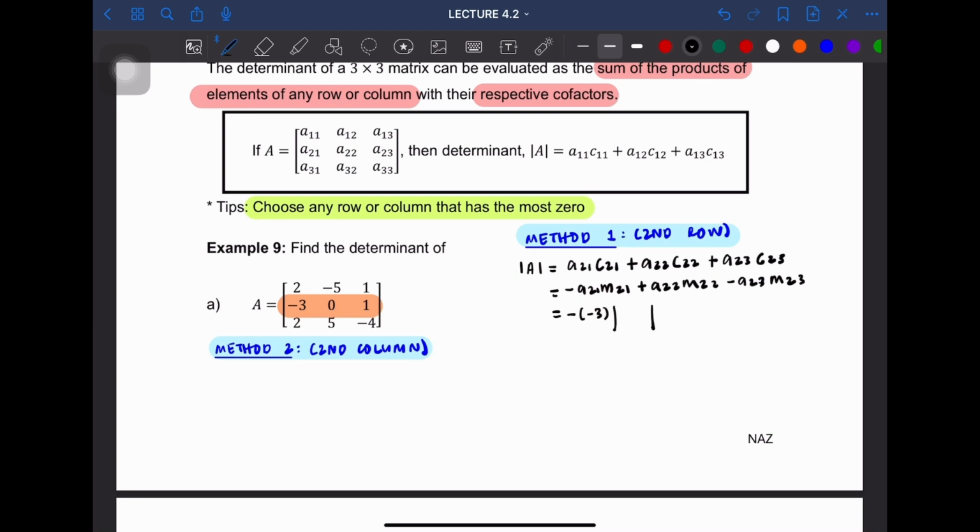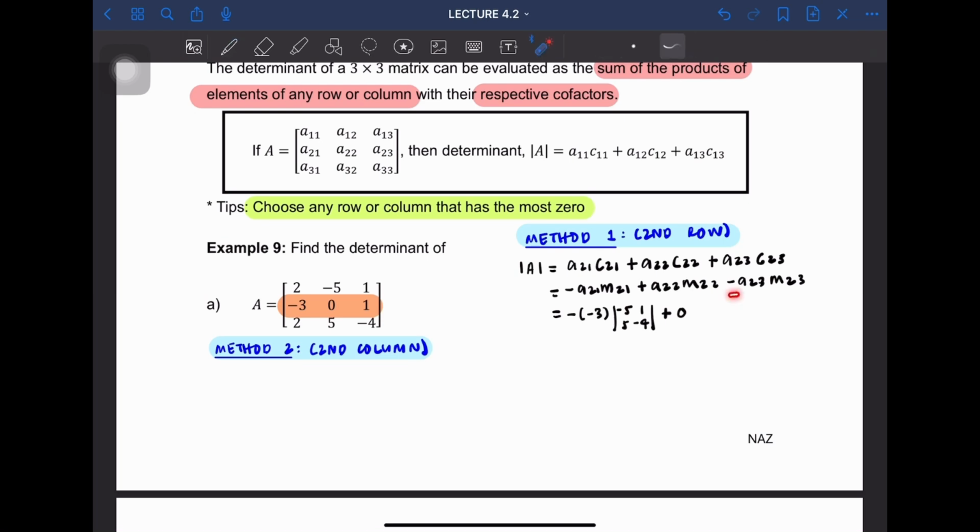And then for M21, you have to find the determinant when we delete the second row, first column. So this is your element, and then you delete the second row and first column. What's left are negative 5, 1, 5, negative 4. Then plus A22 is 0, so you simply write 0. No need to write this one, because 0 multiplied with anything will always be 0.